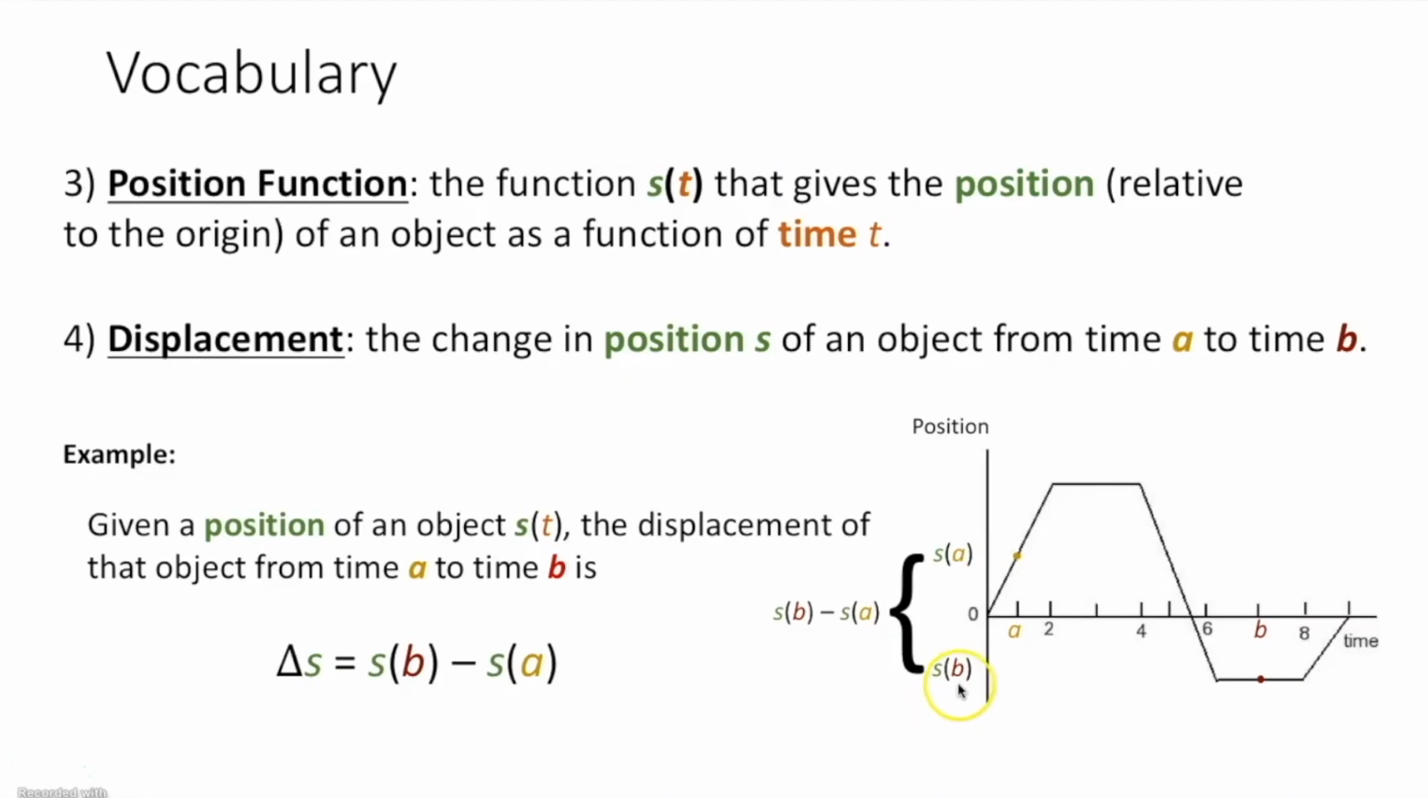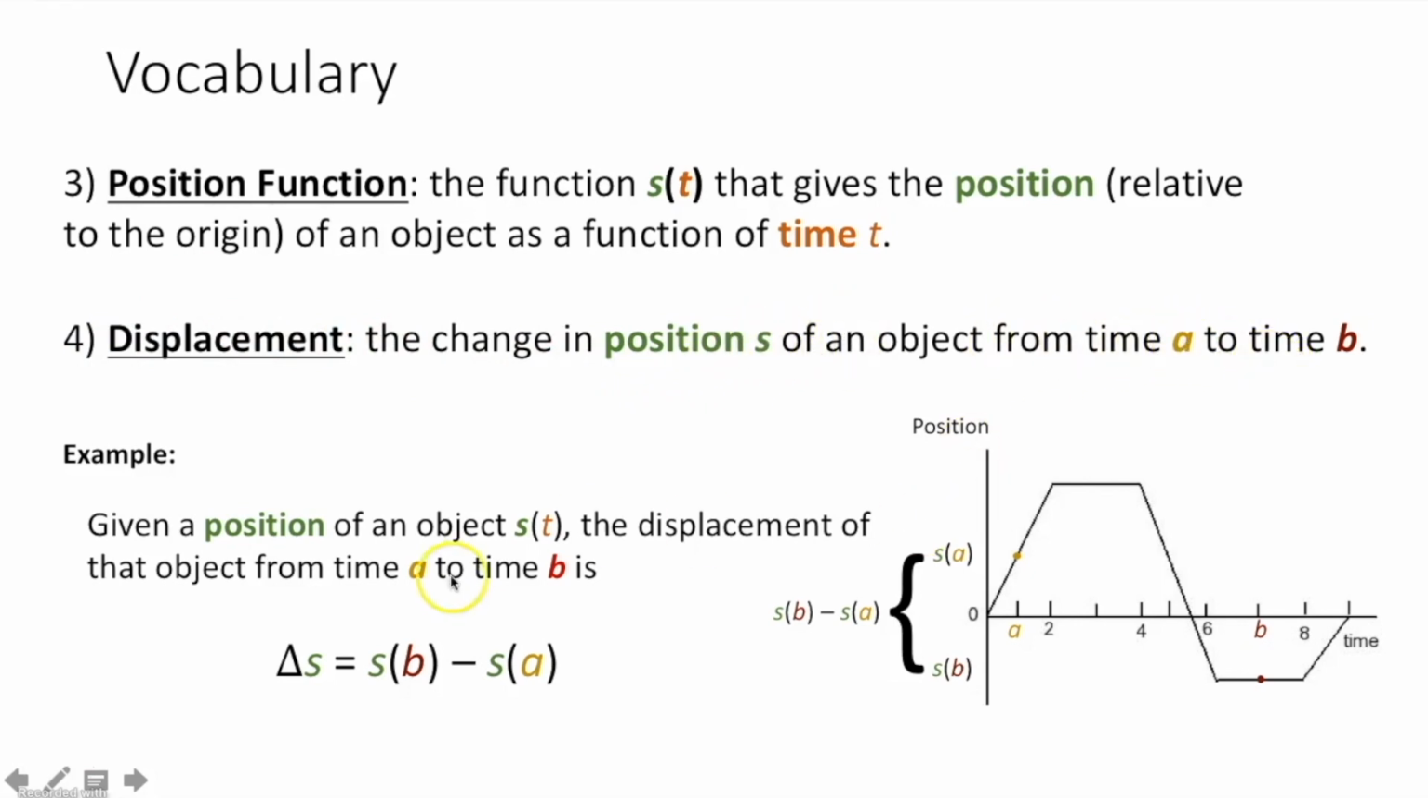Now, the position function is the function s of t that gives the position relative to the origin of an object as a function of time. So the position function, if you plug in a specific x value or t value, it will give you the position of an object at that particular moment in time. It'll tell you how far left or how far right or how far up or how far down a particular object is.